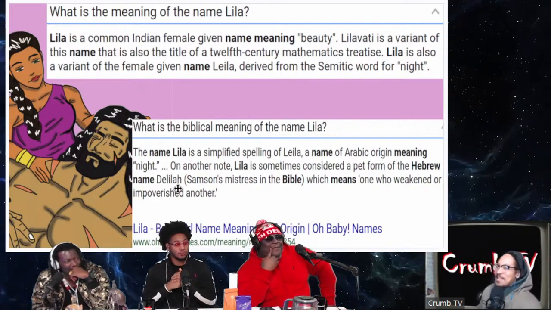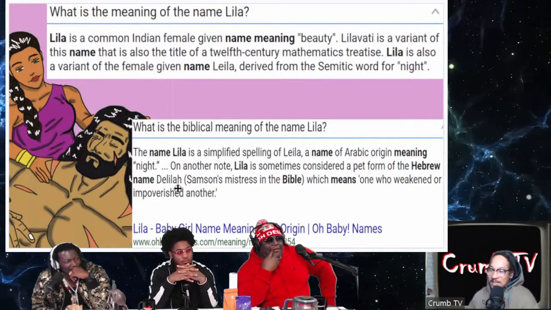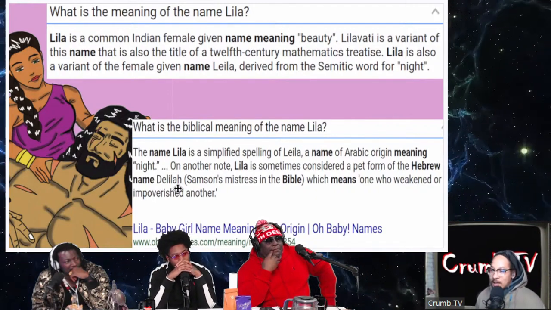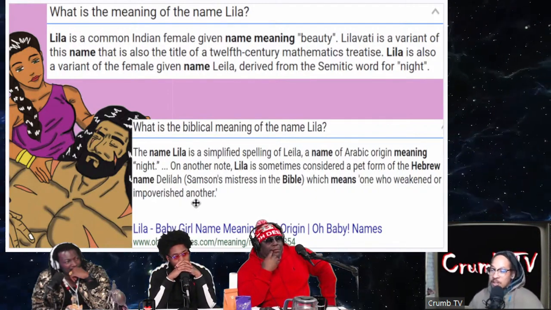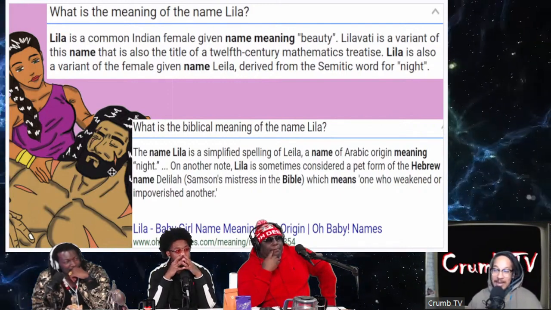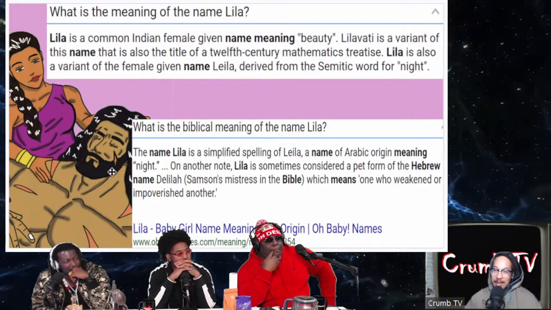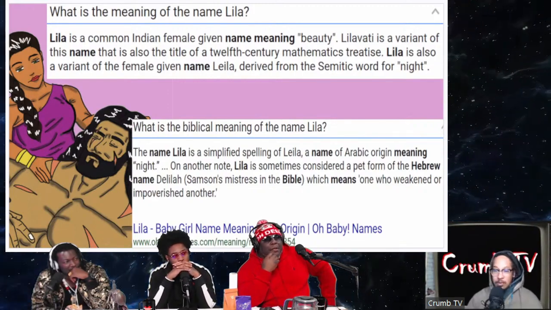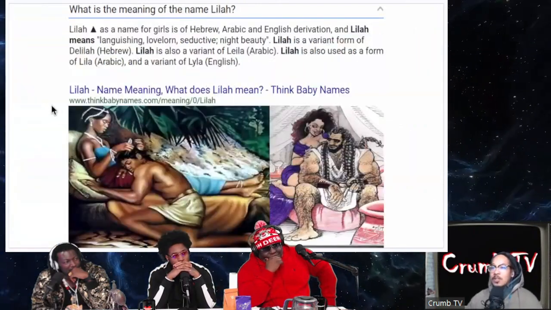Wow. But yeah, Delilah was Samson's mistress in the Bible, which means one who weakened or impoverished another. This is according to oldbabynames.com. This isn't Christian Bible Thumpers, grandmadem.com.